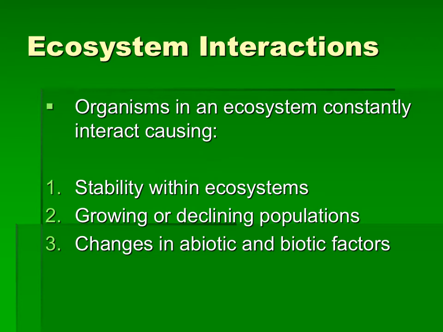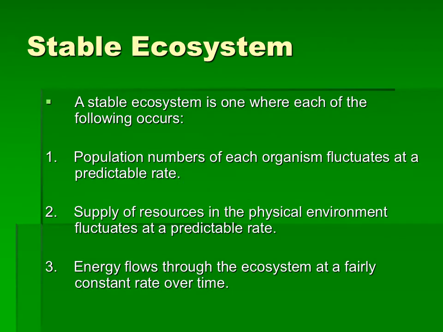Organisms in an ecosystem are constantly interacting, and those interactions cause three main things, depending on how they interact. They can cause stability within ecosystems, meaning that they're stable, their populations aren't growing too much, or they're not decreasing too much. Depending on the interactions, populations can either grow or decline. And then depending on the interactions, there could also be changes in abiotic, the non-living, and biotic factors, the living factors.